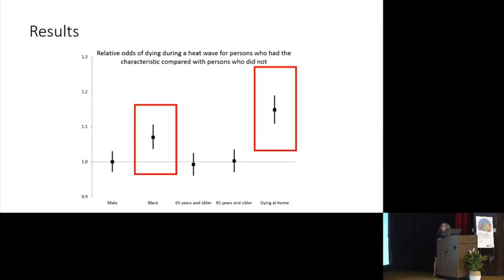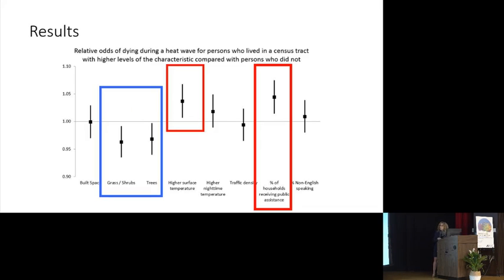Okay, so these are some of the results from that study. Some of the individual characteristics that we found increased the odds of dying during a heat wave were non-Hispanic Black race, as well as dying at home rather than in hospitals or institutions during heat waves. And that could be a marker for many things. It could be a marker for social isolation, as was mentioned earlier, which has been shown in other studies of heat to be predictive of death.